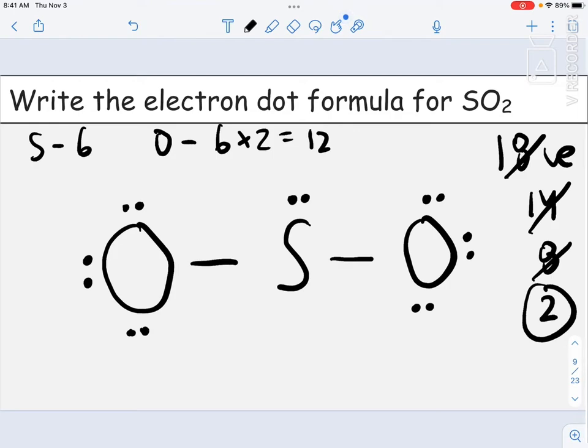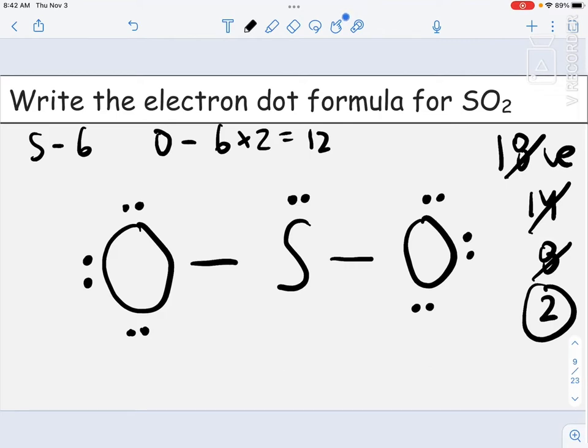Let's go ahead and do a check. This oxygen right here on the left is happy because it has 8. Sulfur is not happy because it only has 6. The right-hand oxygen is happy because it has 8. So we have a problem. We have to fix the center sulfur. So what are we going to do?